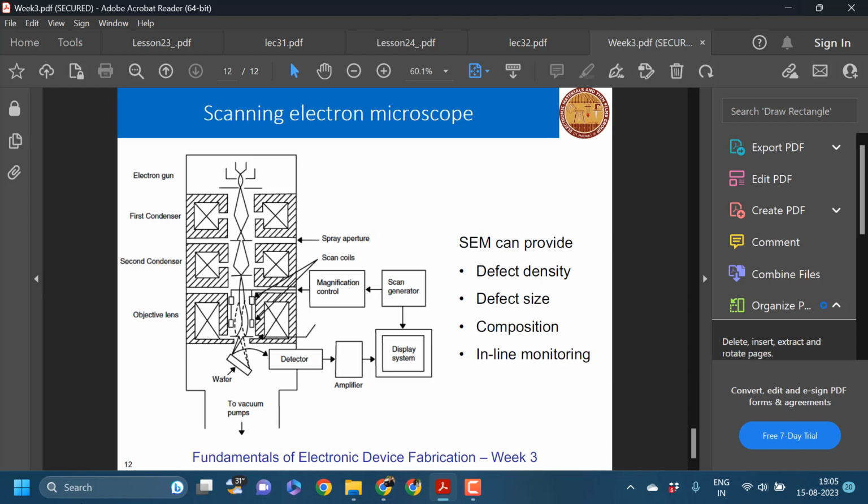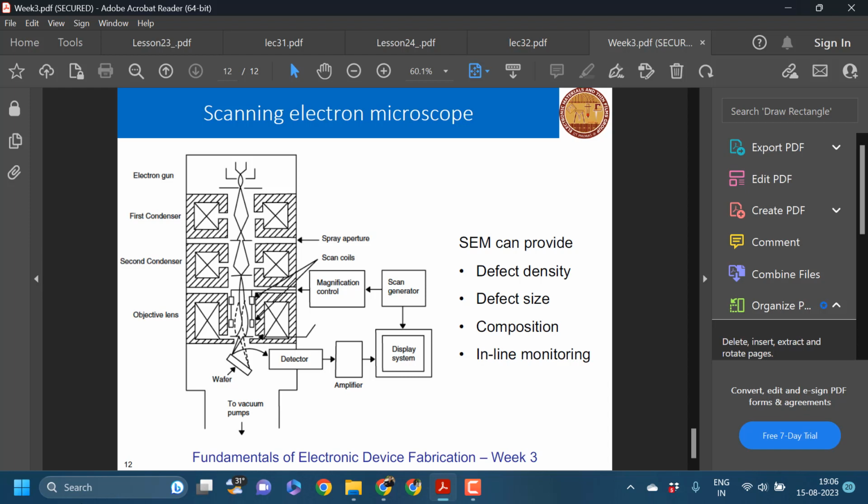If we are using a transmission electron microscope, we will be able to get defects further in-depth. The bulk characterization can be carried out, and we will be able to see features at a much larger resolution. So that is what is there in IC process control.